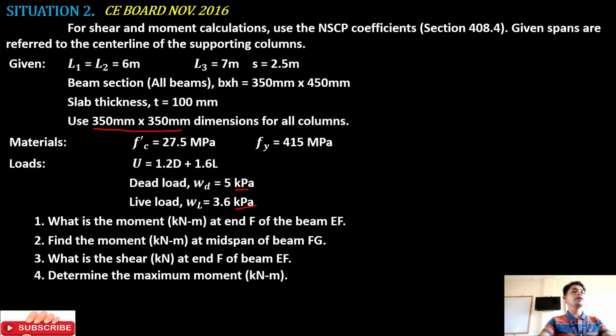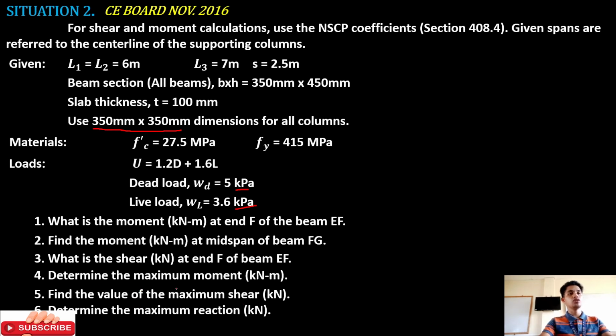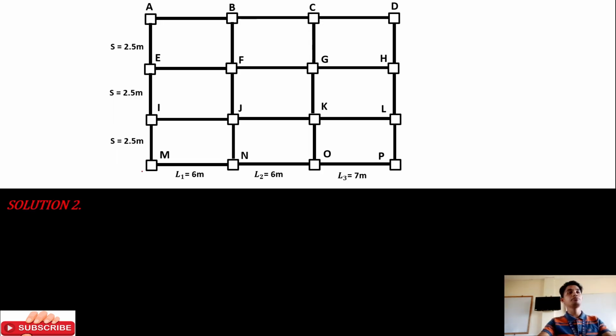What determine the maximum moment? Okay. Find the value of the maximum shear. Determine the maximum reaction. Okay, minimum, maximum. Ito yung ating plan. Katulad na rin sa situation 1, yung plan, iba na yung length: 6 meter, 6 meter, 7 meter. Given na yung 2.5 na spacing ng ating mga columns. So, ang kailangan natin unang gawin is given yung dead load tsaka live load, diba? Ang consider naman natin dito is itong center to center, yung tributary area.